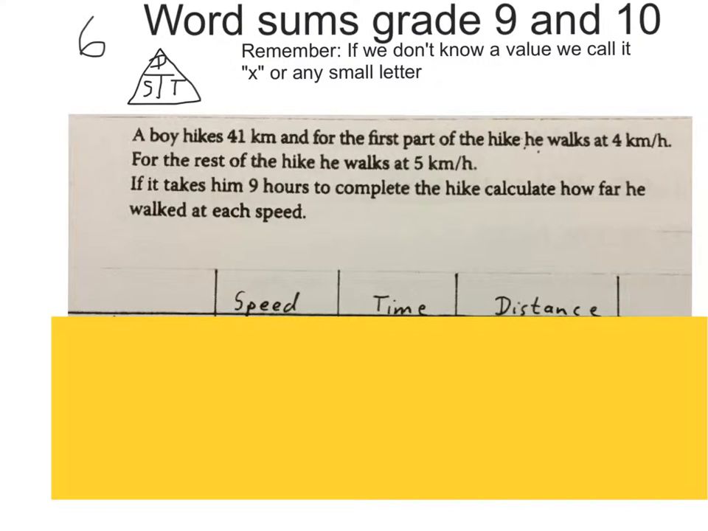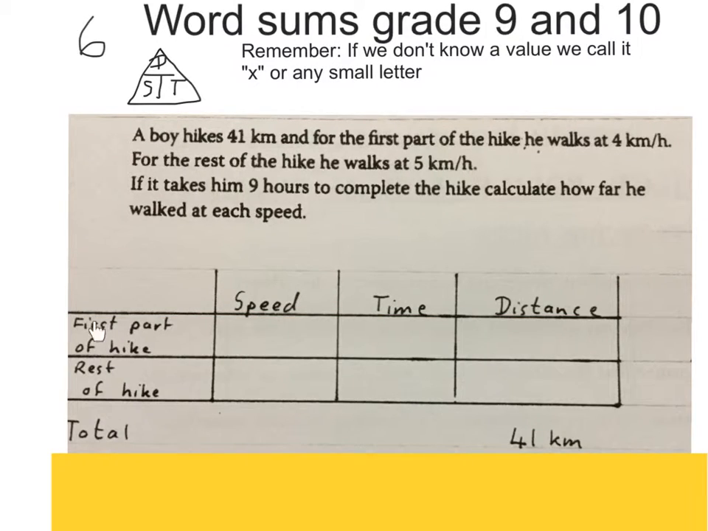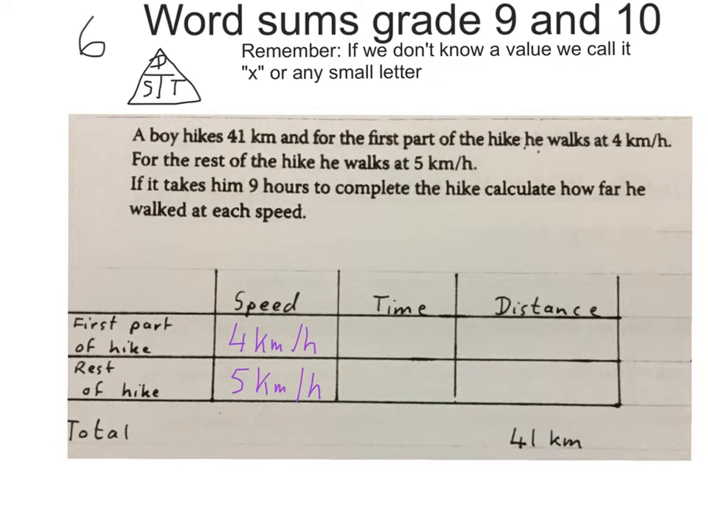In this story, the boy hiked for 41 kilometers, but there were 2 parts to it. The first part at 4 kilometers an hour, and the last part, he walked at 5 kilometers an hour. So we have 2 speeds here. We usually set up a table with these 2 pieces of information. We had the first part of his hike, and then he had the rest of his hike. We know the speed of the first part and the speed of the rest of the hike. This is usually not so difficult to understand.